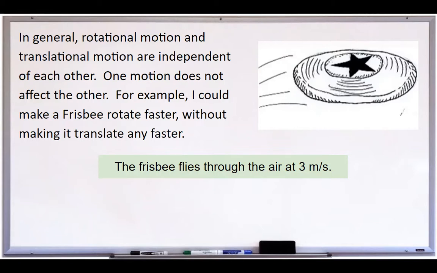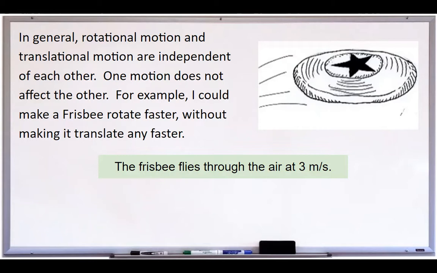And the big idea, let's say I tell you that this frisbee is flying through the air at 3 meters per second. This is going to be a translational velocity. This is not enough information for us to figure out how fast it is rotating. It could have any angular velocity and still be flying through the air at 3 meters per second. Again, in general, there is no connection between the rate at which this thing spins and the rate at which it translates. There is one situation, though, where these two motions, rotational and translational, are completely locked into each other.